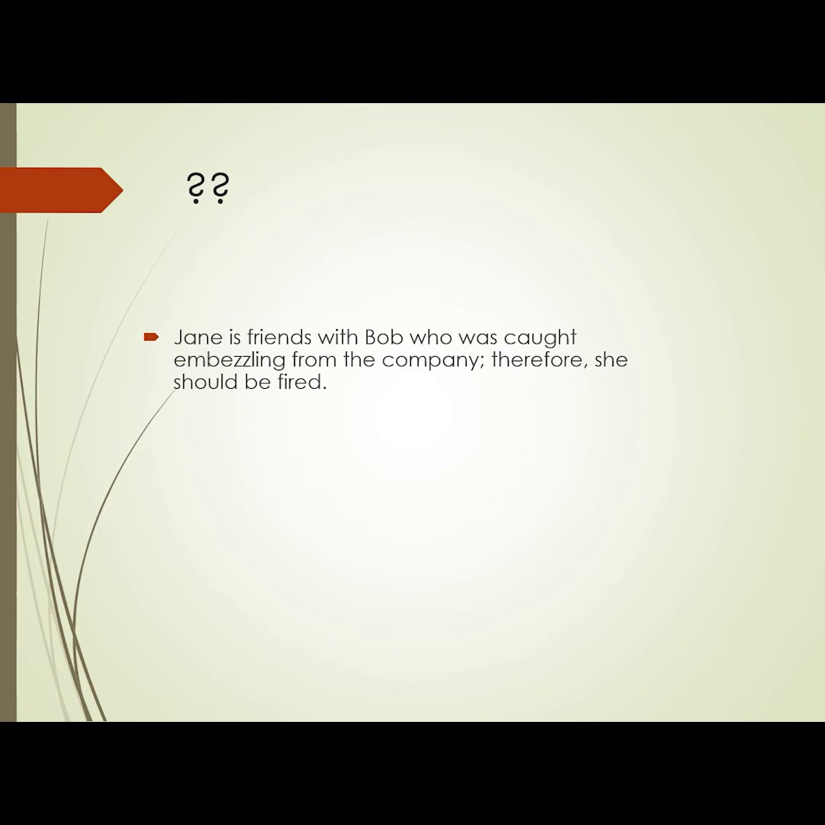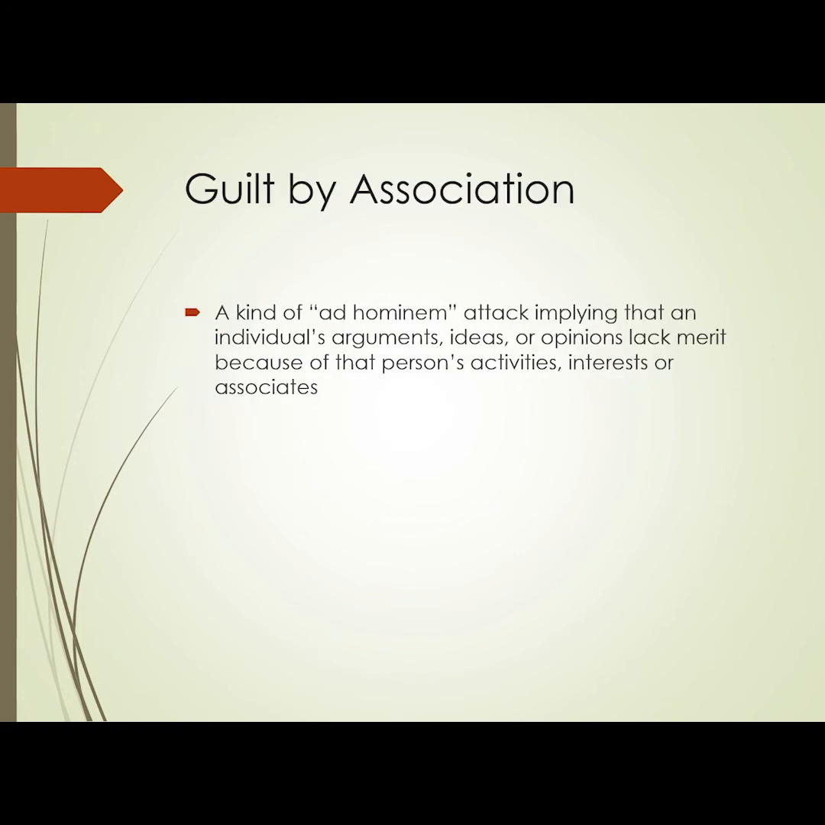Jane is friends with Bob, who was caught embezzling from the company. Therefore, she should be fired. Jane did not embezzle from the company. So Jane is not guilty, but she is guilty by association. So again, sort of an ad hominem where you're attacking the person just because of the company she keeps. She should be in trouble as well, even if she wasn't involved in it at all.